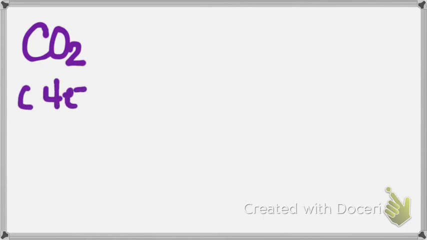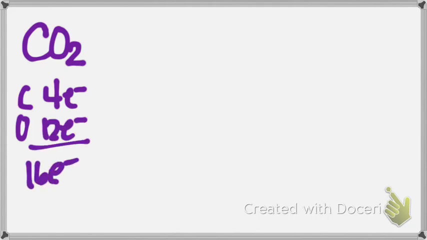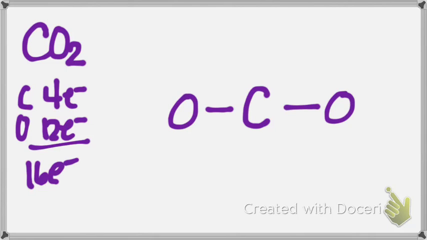So this will be the last one we do, because the best way for you guys to do it is to practice it. Okay? CO2, carbon dioxide. Carbon has 4 valence electrons. The 2 oxygen will have 12. So I need a total of 16 electrons. Right? So I'm going to start with my carbon, and I'm going to give it its skeletal structure.